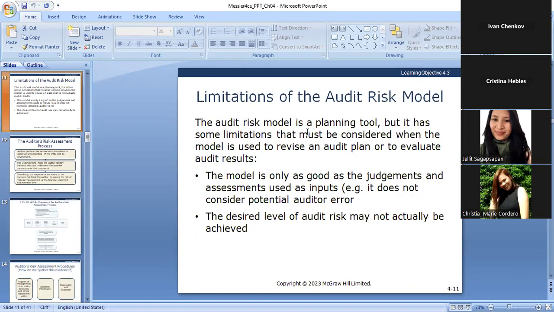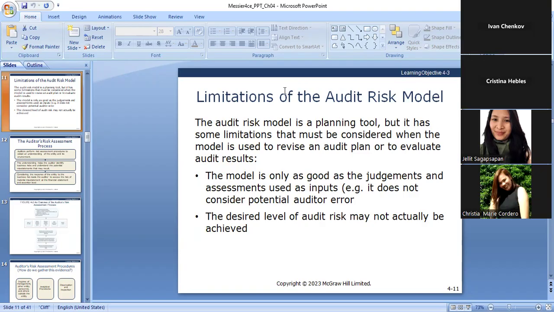The other thing is that the desired level of audit risk may not actually be achieved. Why? Because there's so many things that can go wrong in the audit. Imagine you're assessing the audit risk on some level. You're going to the audit, you're finding out that the company internal control is not in place, not even close to what they're saying, and then you're trying to increase the detection risk, but you already signed a contract with this company for the audit procedures based on the preliminary findings from the company, preliminary assessment.